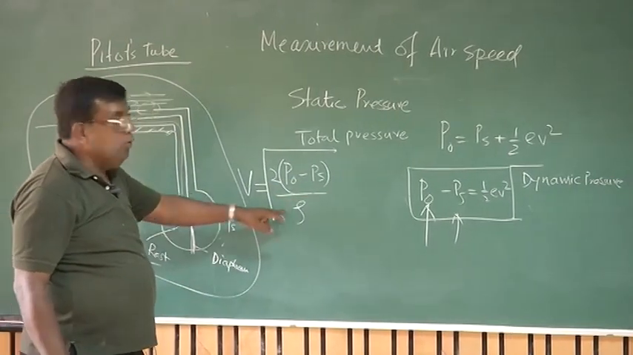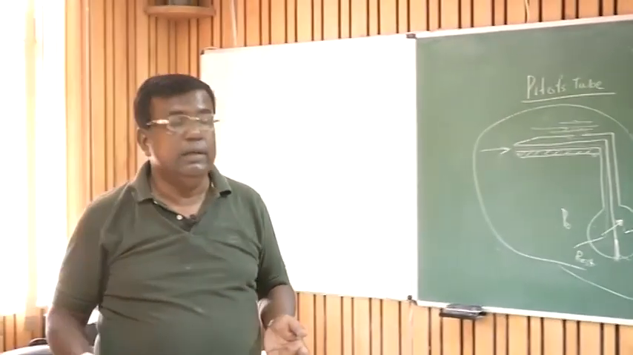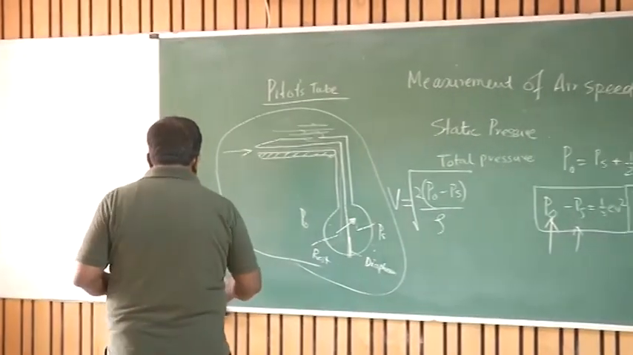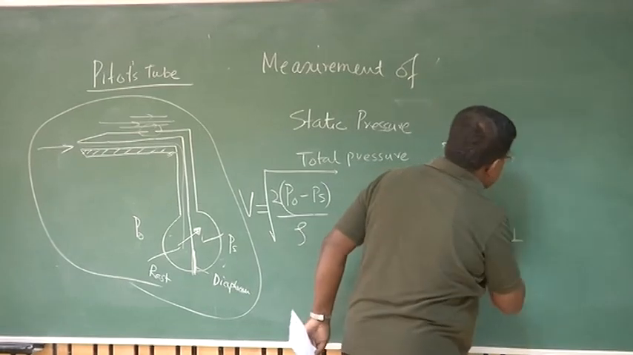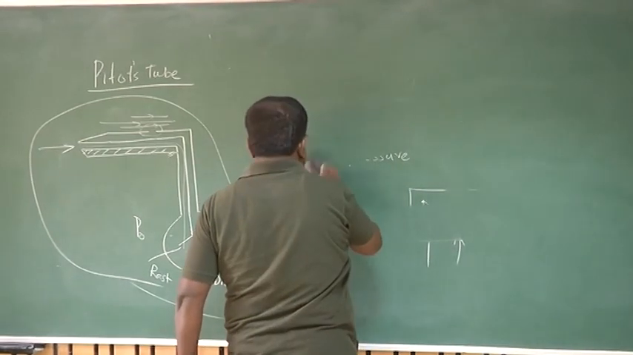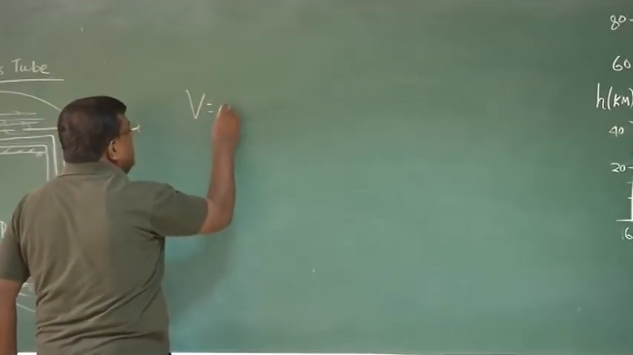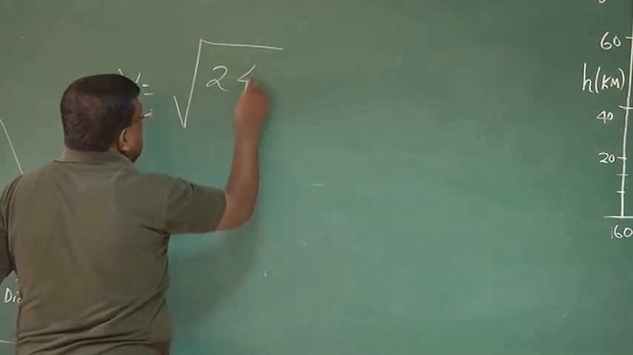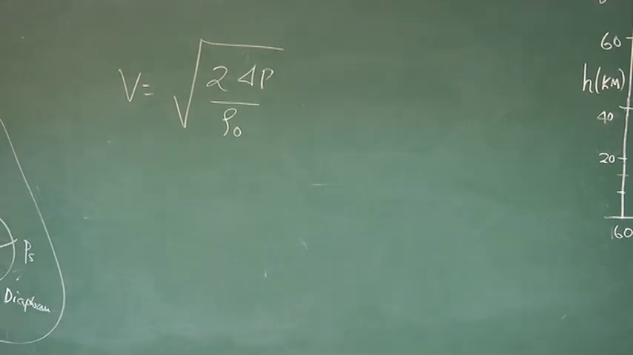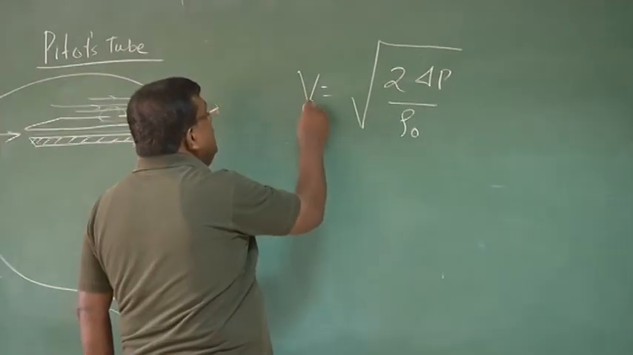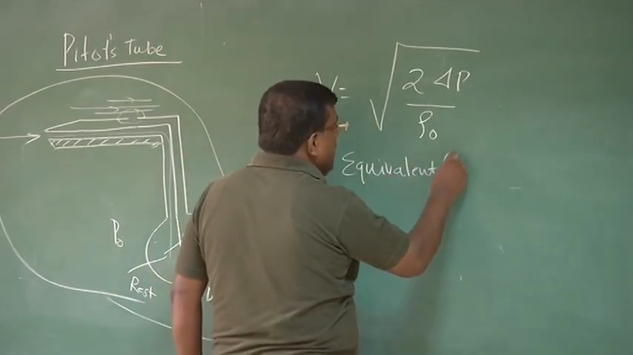But the problem is on rho. At every altitude, I cannot find out the rho so easily. So what is done is, when I calibrate this airspeed indicator, we make an assumption. We use V as root of 2 delta P by rho naught. That is sea level condition. Okay? And we term it as VE, or equivalent airspeed.